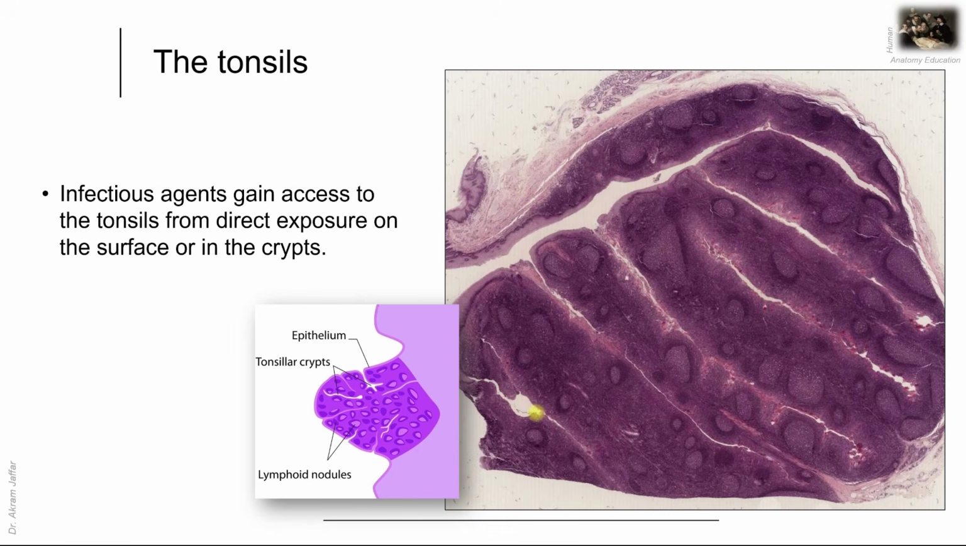This is to show you the histology of a tonsil. Actually, it's a palatine tonsil. They are covered by mucous membrane in the form of non-keratinized stratified squamous epithelium. So there is epithelium here, multiple lymphatic nodules, and there are crypts. So the infectious agents will gain access to the tonsils from direct exposure on the surface or in the crypts.